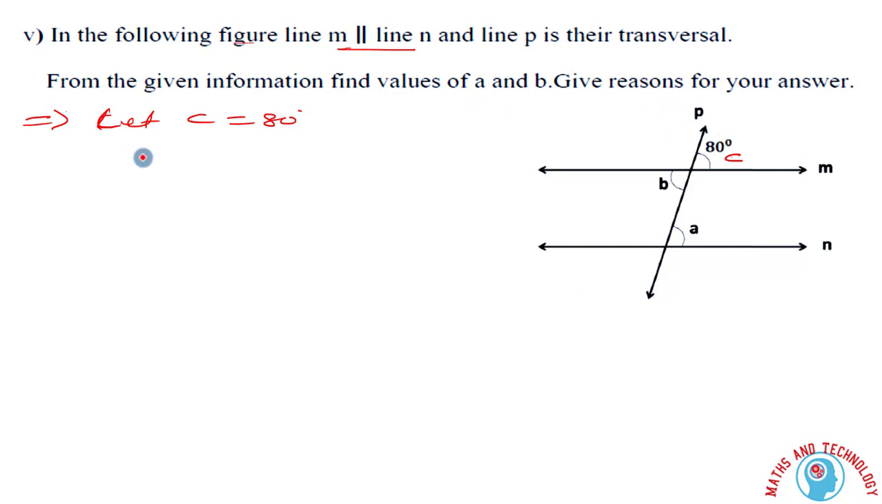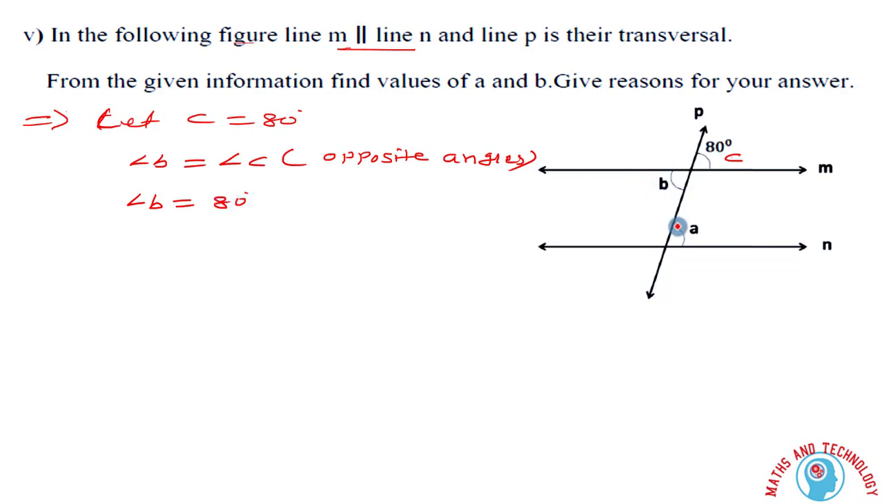So angle B equal to angle C. Both angles are vertically opposite to each other. Here we can write opposite angles. So angle B equal to 80 degrees.